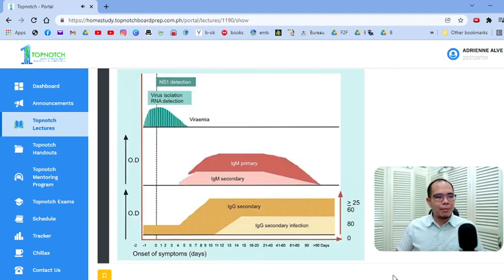So again, this is the timeline on when to do your test. Okay, so your NS1 can actually be positive on the first day of fever and up to the 3rd day. Okay, so up to the 3rd day, yung chance na makapag-detect ka ng NS1 bumababa na yan. On the 5th day, dyan palang mataas yung IgM.